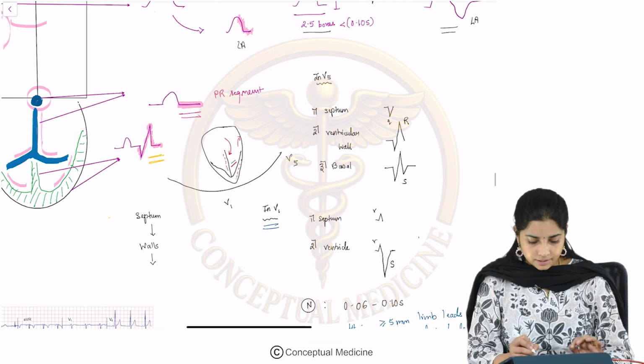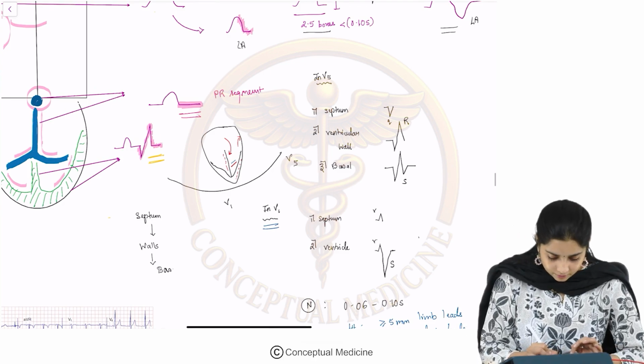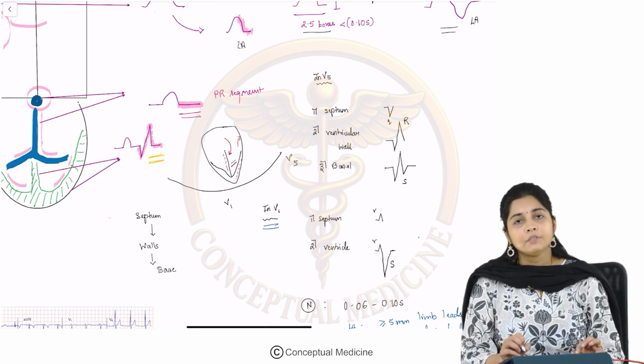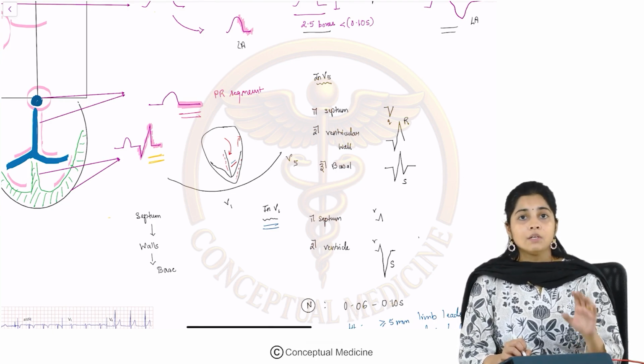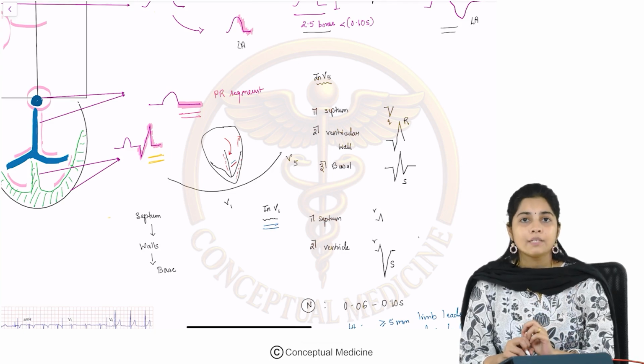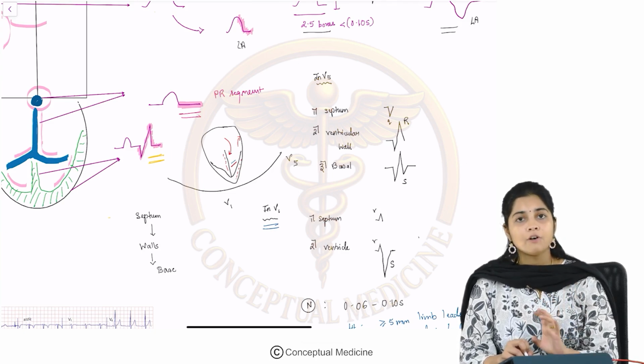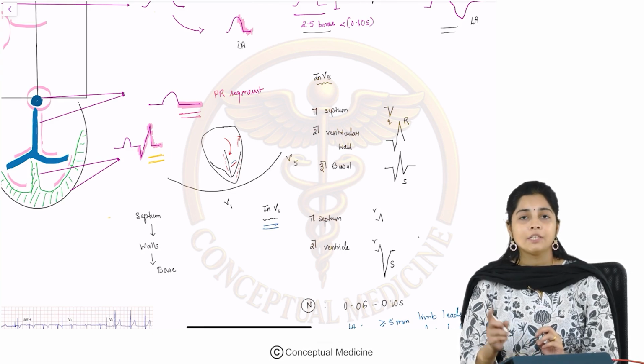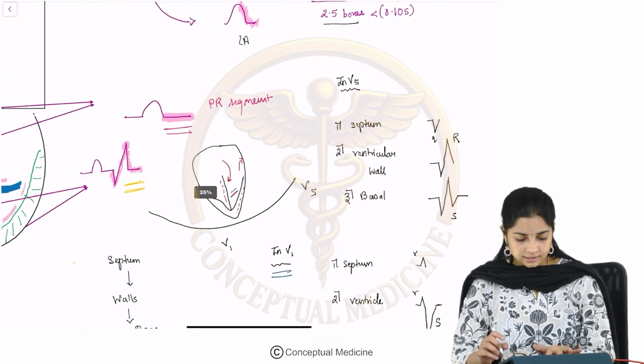Followed by which there will be activation of the base of the heart. So, depending upon the direction of the electrical activity, the QRS complex morphology will be different in different leads. Let us understand this, how.